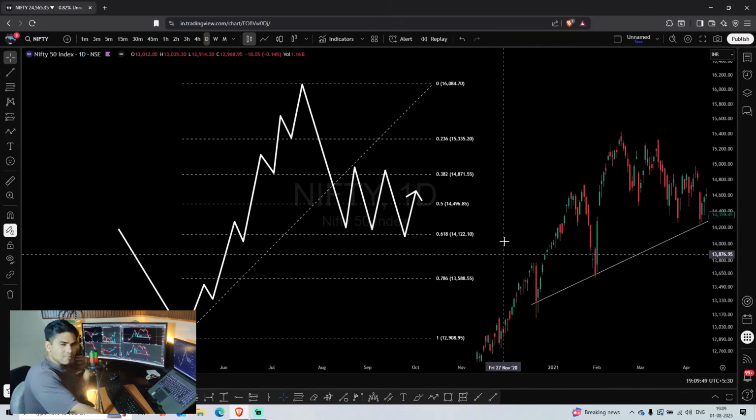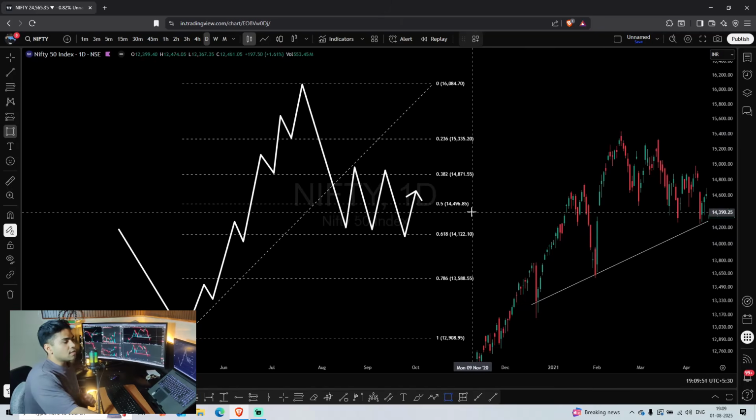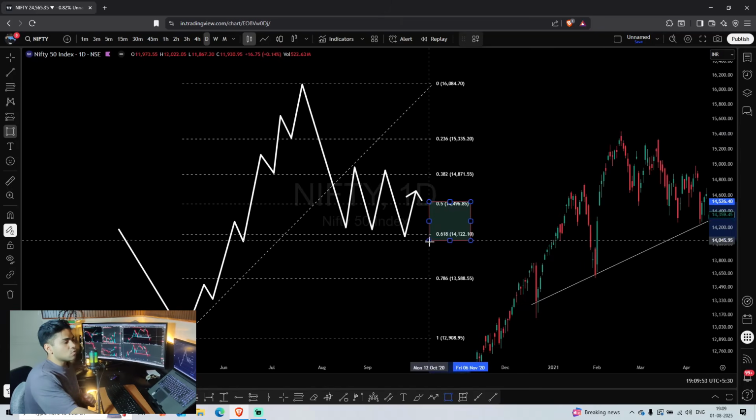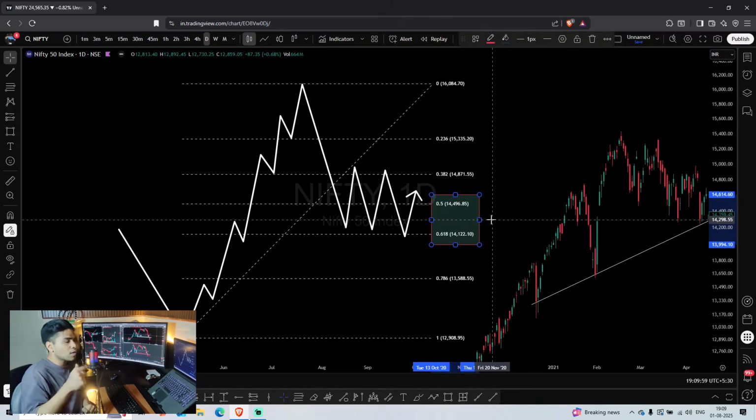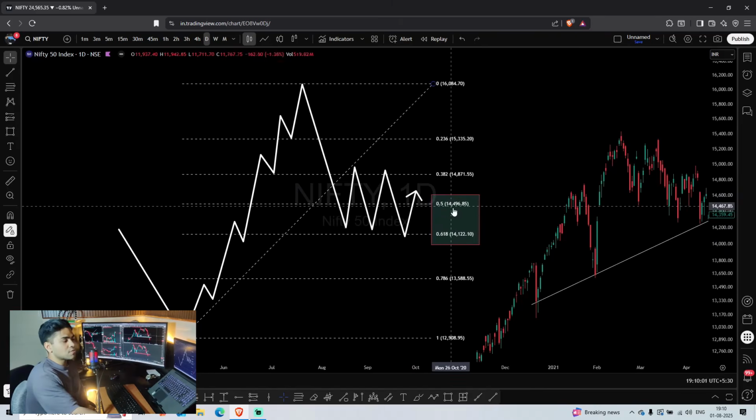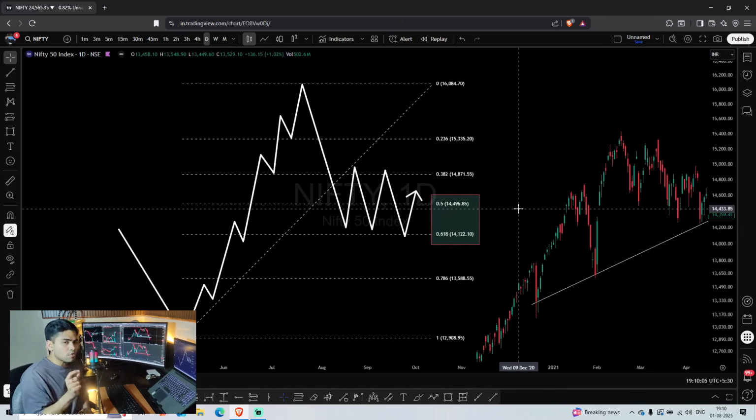I personally sometimes use Fibonacci, and if I tell you guys the most important zone of a Fibonacci for any trader, even if you do day trading, intraday trading, or any type of swing trading, long-term trading, the 50% to 60%, the 0.5 and 0.6 levels are the most important ones.